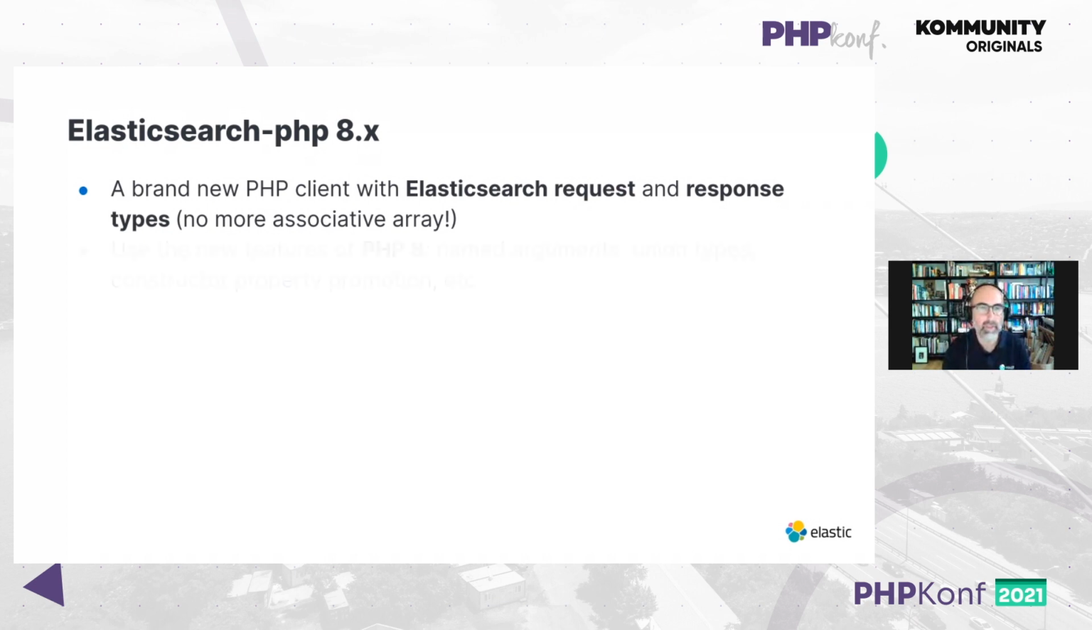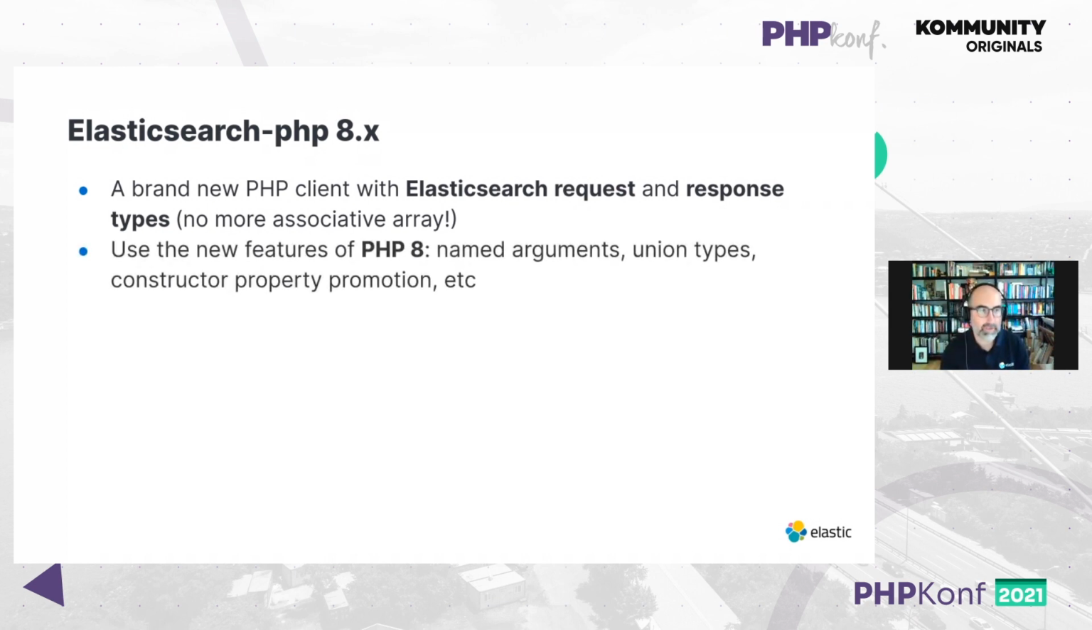Everything is fluent. Of course, we are going to use PHP 8 because we want to leverage the new features of PHP 8. There are a lot, very interesting. I just mention a few here in the slide. For instance, named arguments, so the possibility to specify the function parameters using the name of the parameter without changing the order of the parameters. So this is very, very interesting. The union type, because we need unions for having request and response types, the constructor property promotion, etc. That means that the new version of Elasticsearch PHP will work only on version 8, at least the new client.